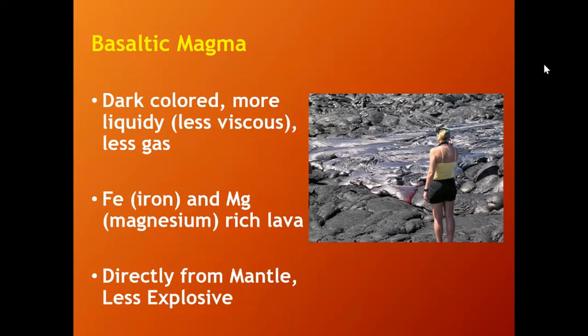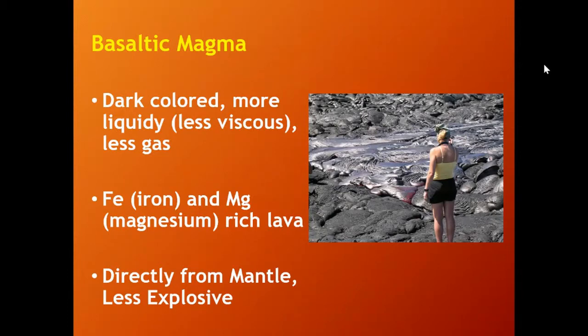As a result, it doesn't have a lot of that water vapor. It was not created from any kind of crustal melting, so it doesn't have a lot of gas in it. And the gases that are in it escape easily because the magma is pretty runny. There's a term called viscosity, and viscosity refers to the thickness of a magma. If a magma has high viscosity, it's very thick. If it has a low viscosity, it's very thin. And basaltic magma, low viscosity, it's very thin.